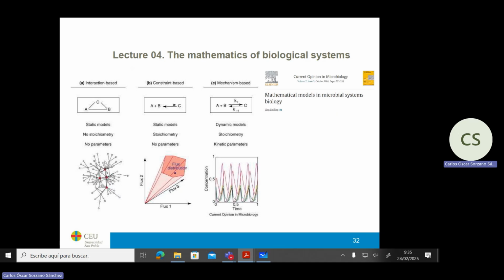And then we have seen the other extreme of models, where you have a dynamic system, with the chemical reactions, and the stoichiometry is involved, and you have the kinetic parameters. And then you have something in between, where you are lacking the kinetic parameters, and then you can only focus on fluxes.